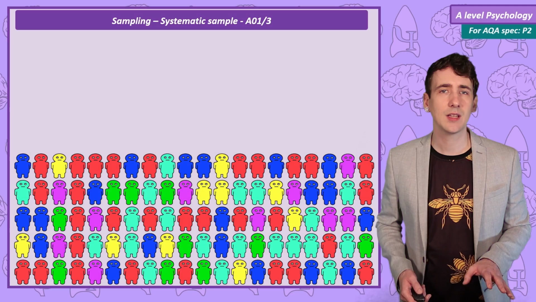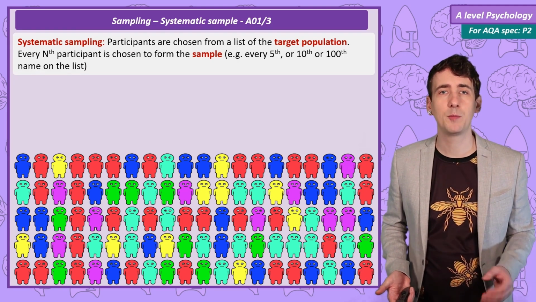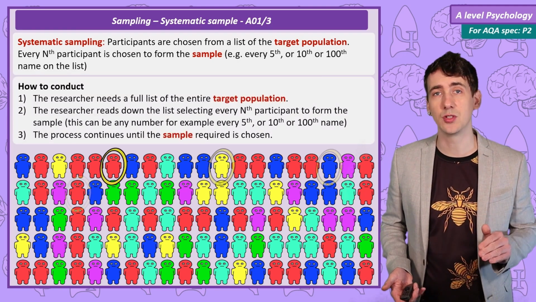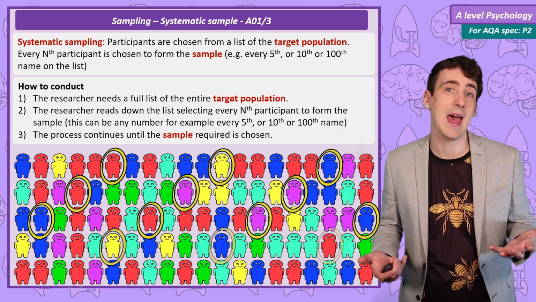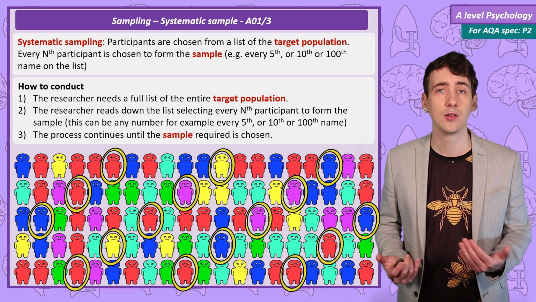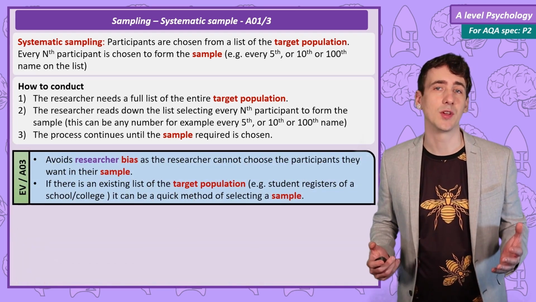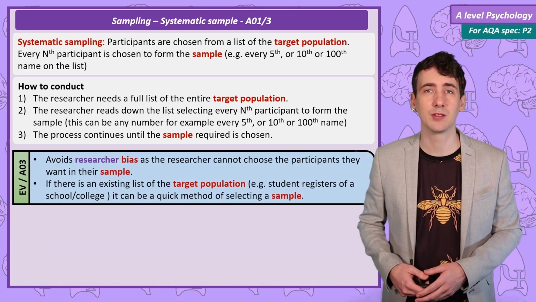Systematic. Systematic sampling is similar to random. We still need the list of the population, but instead of picking randomly, we go down the list and choose every 5th or 10th or nth person. And you can imagine a teacher picking a sample from her class using the register and calling out every third name. This again removes a chance of researcher bias in picking who they want for their studies.